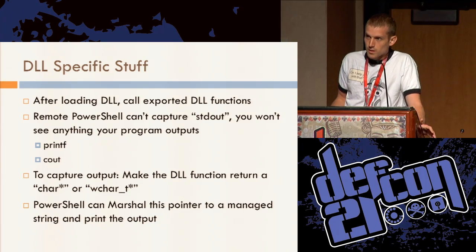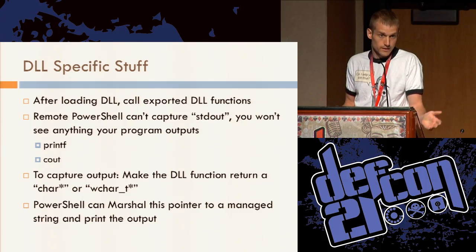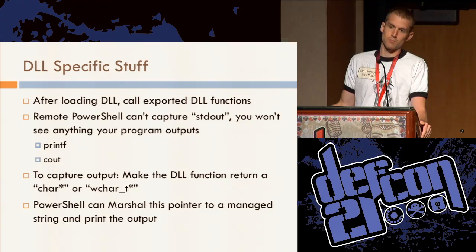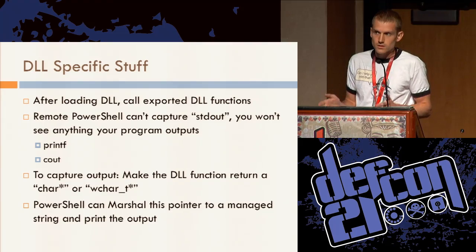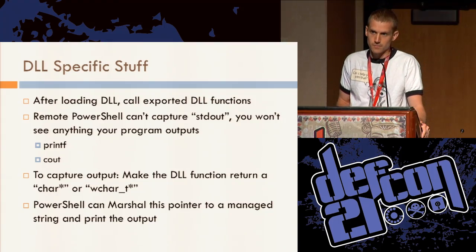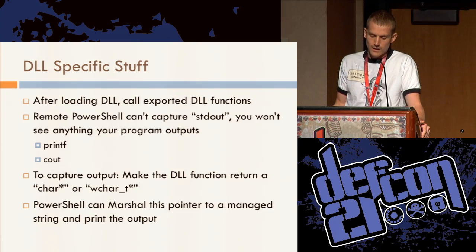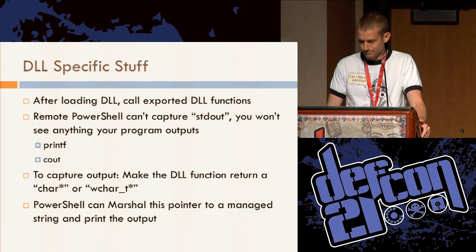So if you want to be able to see the output, what you're going to need to do is make the DLL function that you're calling return you a character array or a wide character array, and PowerShell can then take that pointer and marshal it into managed memory, and then it can serialize that and send it back. It's just a small change that you need to make, and on my blog I actually have a post showing how it takes about maybe 5 minutes to change Mimikatz from outputting using standard out to outputting to a string that can be retrieved by PowerShell.